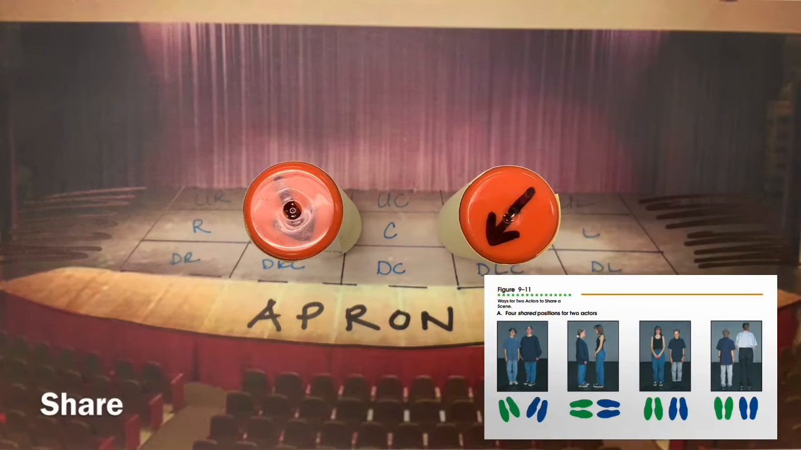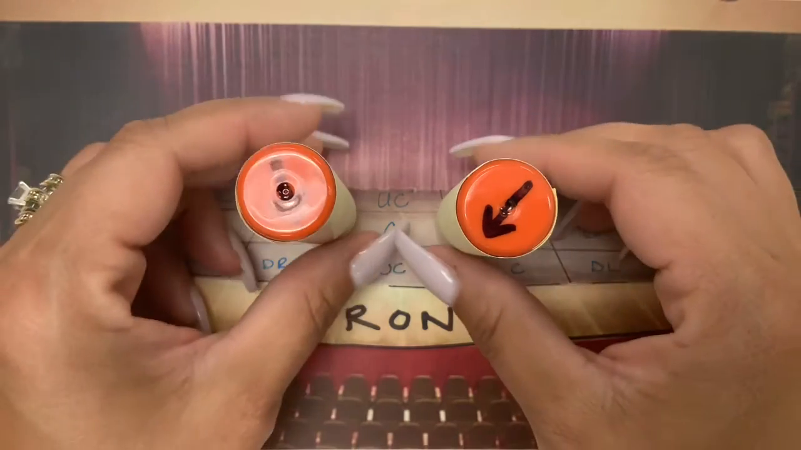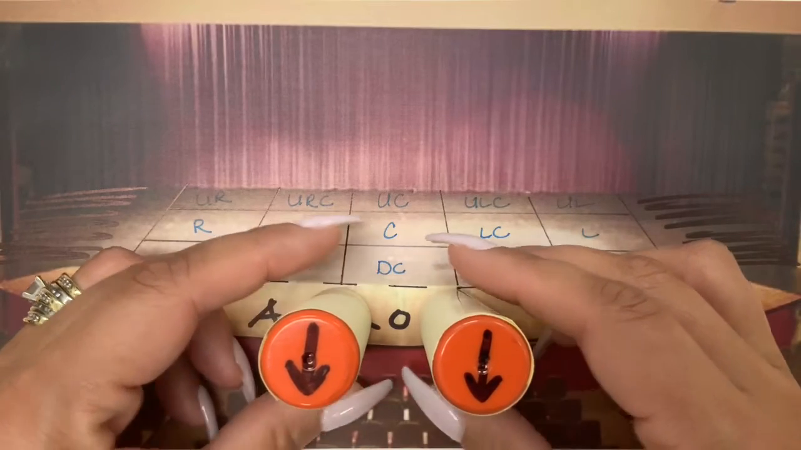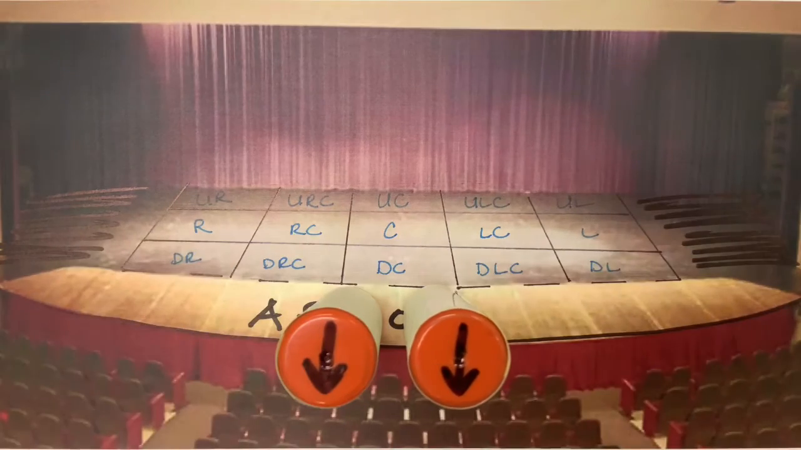When actors are asked to share the stage, it means that they are in the same position of equal strength. So these two actors sharing the stage basically mean that they are of equal strength side by side. One person is not dominating the scene over the other.